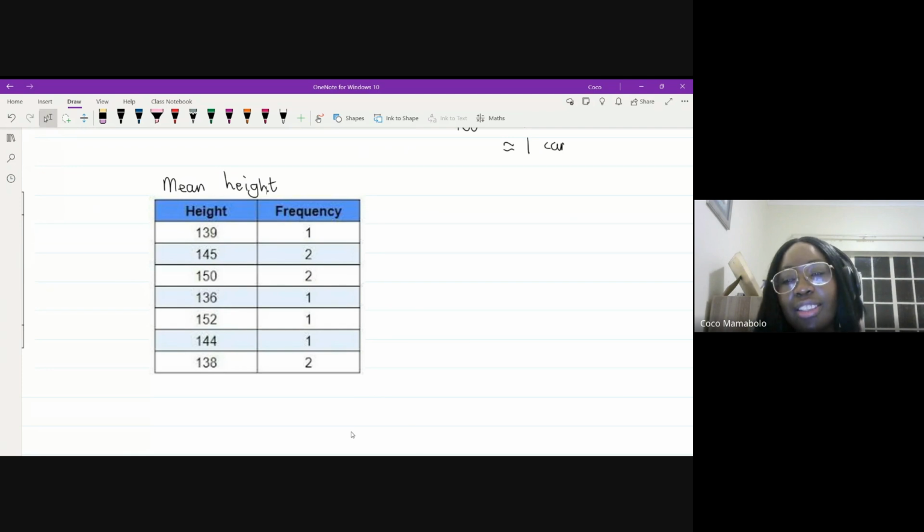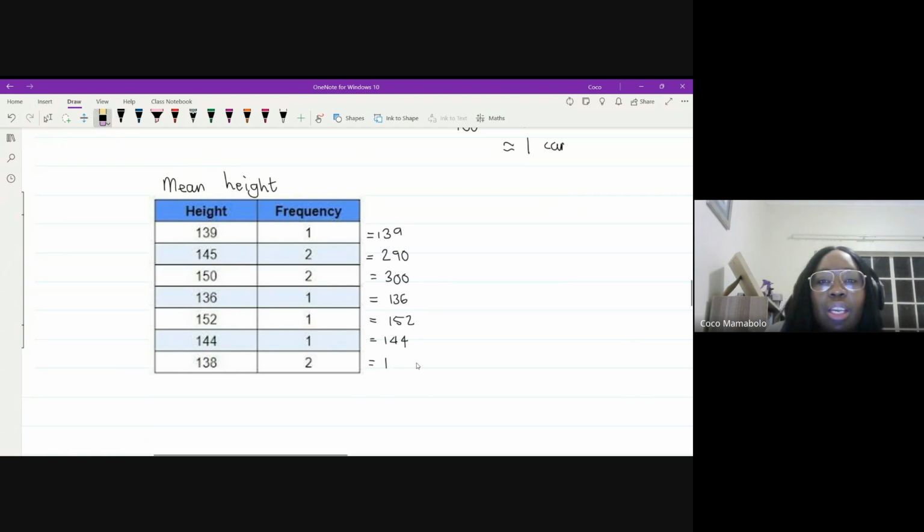All right, let's have a look at the answer. First thing we're going to do is figure out fx: we're going to take the height multiplied by the frequency. So 139 times 1 is just 139. 145 times 2 is 290. 150 times 2 is 300. This is going to be 136. This is going to be 152. This is going to be 144. And then this last one over here, we will have 276. Sorry, 276. Right. And we're going to add all of this up together.